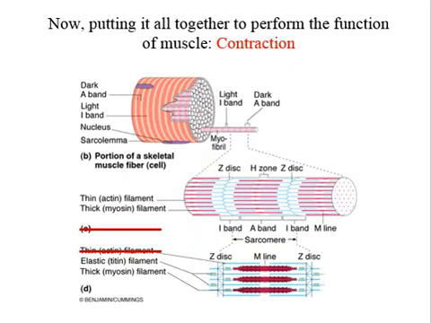Now, putting it all together to perform the function of the muscle, making the contractions: it is initiated from the actin and myosin filaments, the myofibrils contract, and after this the muscle fibers and the entire muscle contract.